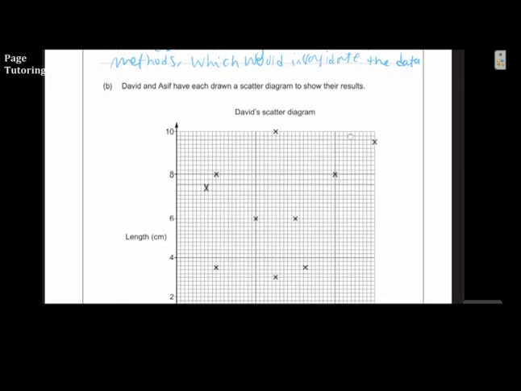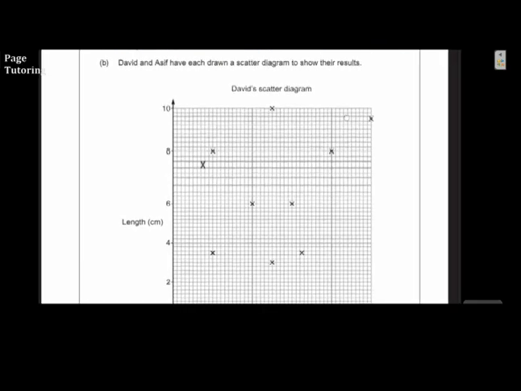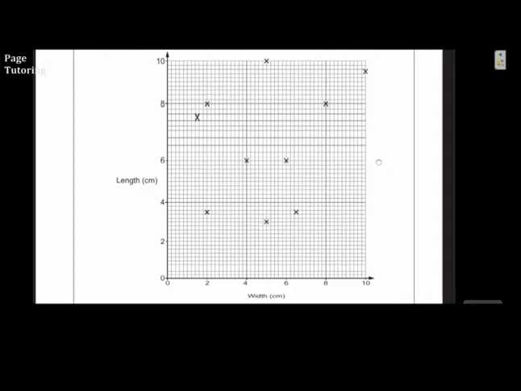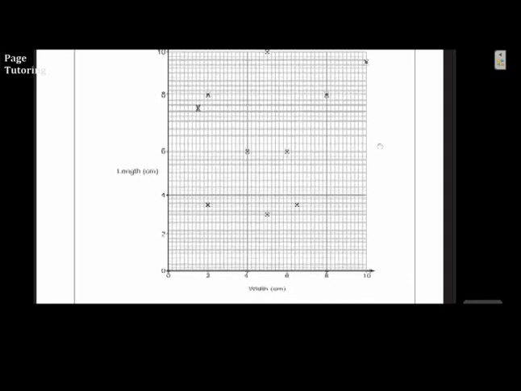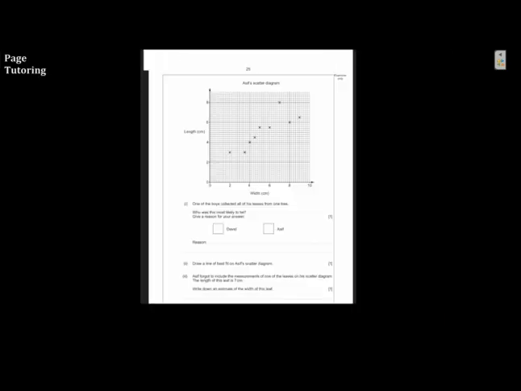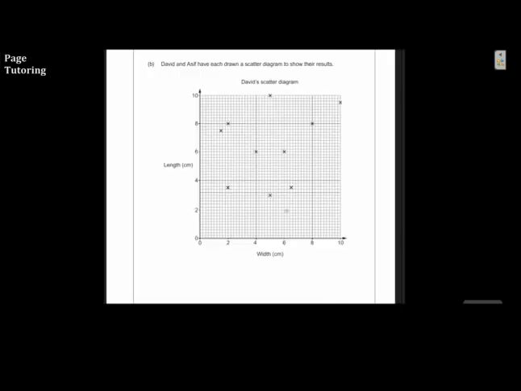So the findings of David and Asif, they've plotted that on a scatter diagram. So this is part B. There's a nice scatter diagram of lengths and widths. And going to the next page, there is a different scatter diagram. So it says one of the boys collected all of his leaves from one tree. Who was this most likely to be? Give a reason for your answer. So you've got two plots. You've got Asif's scatter diagram here. So we put an A next to that, so keep that in mind. And then we've got David's scatter diagram here.